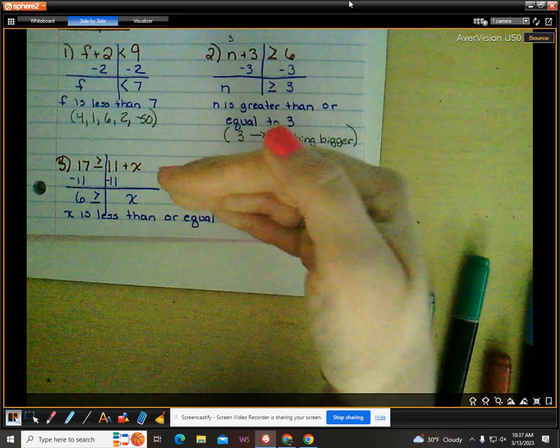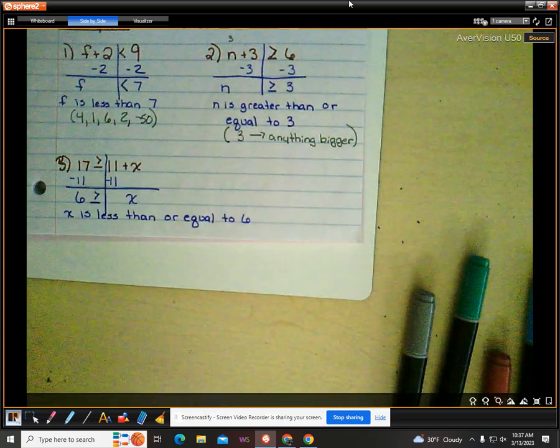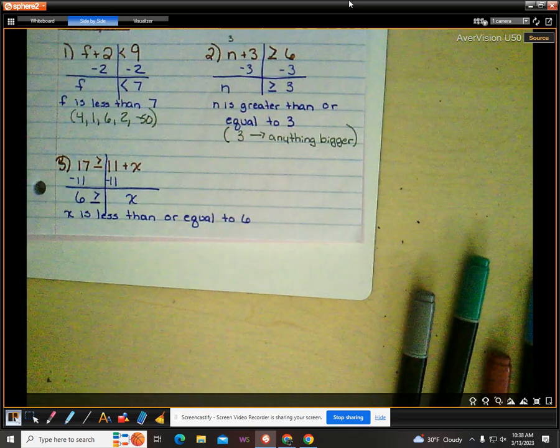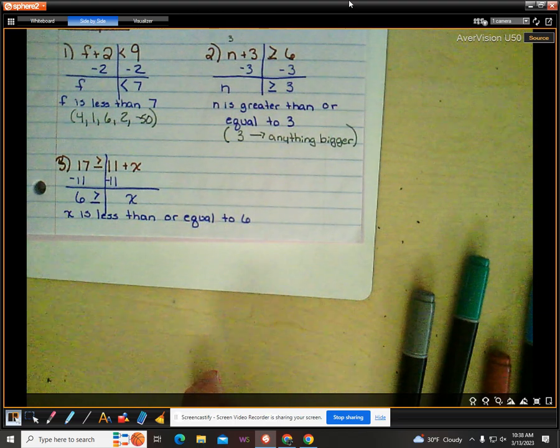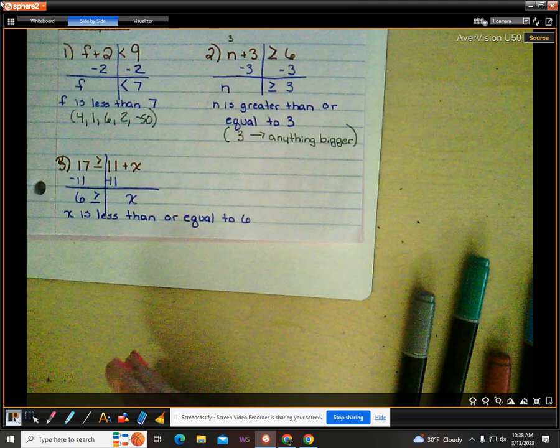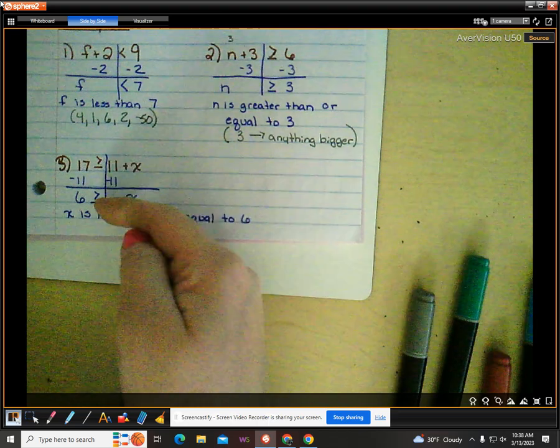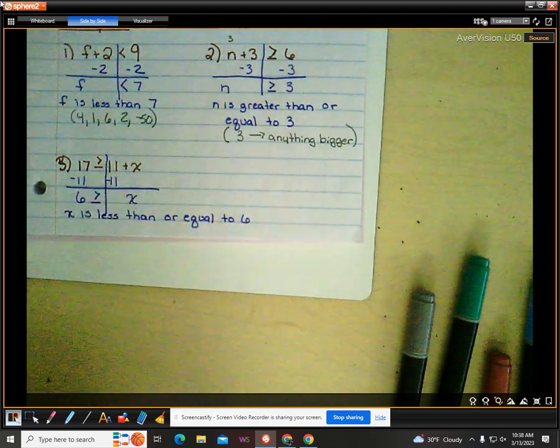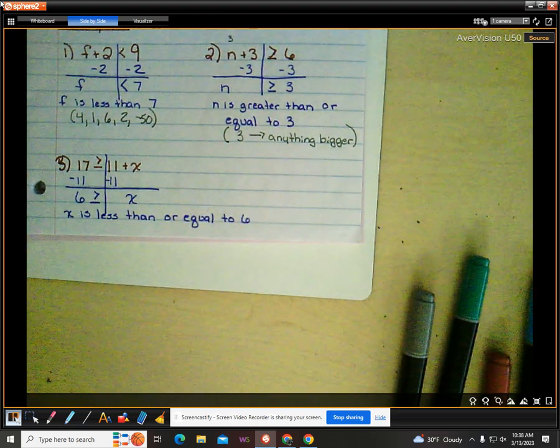Because I'm reading from where the variable is. You could also read it as 6 has to be greater than or equal to x. But I don't care what 6 is. I want to know what x is. X is less than or equal to 6. So what could x be?